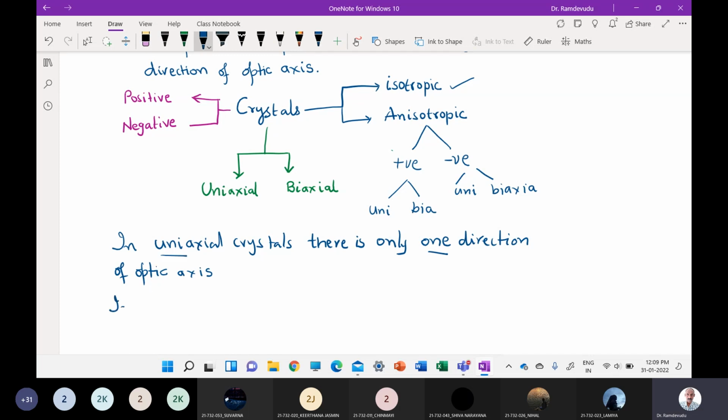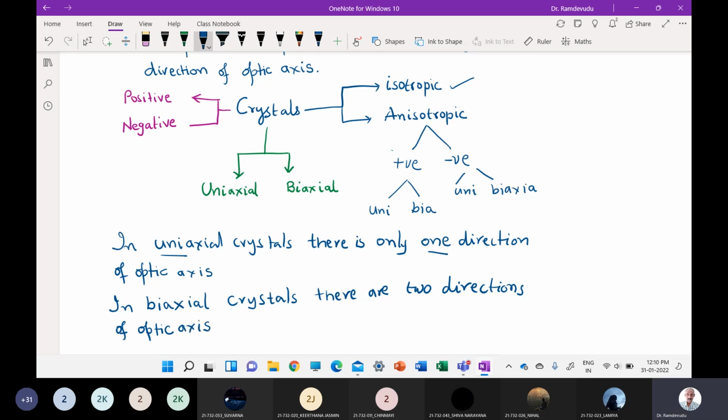If you take biaxial crystals, bi means two, so there are two axes along which the E ray and O ray move with the same velocity. In biaxial crystals there are two directions for the optic axis. Hence we have crystals that are isotropic and anisotropic. In anisotropic crystals we have positive and negative crystals, and these may be uniaxial or biaxial.